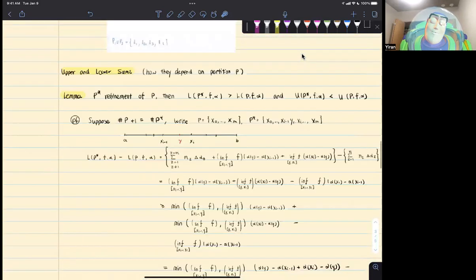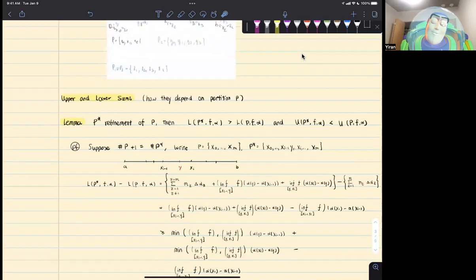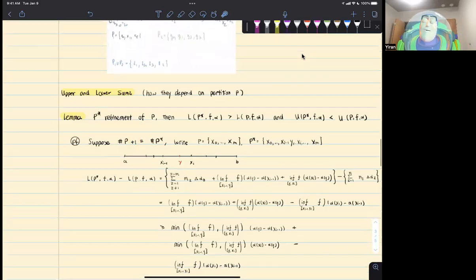And notice that what we've done here is we just compared two different partitions, but in general, we should compare any refined partition of P. So this doesn't have to be one extra point; it can be K, where K is a natural number. You can use induction for that.